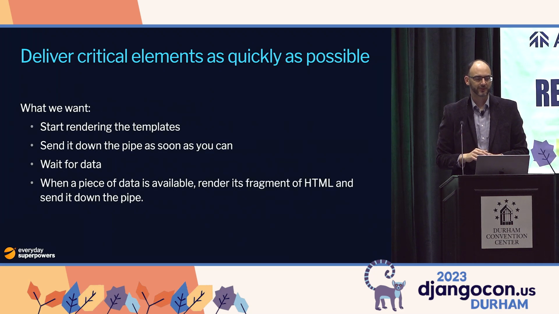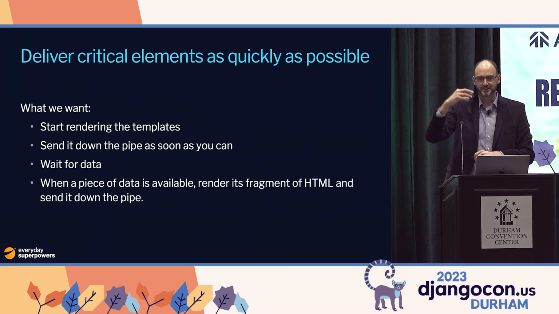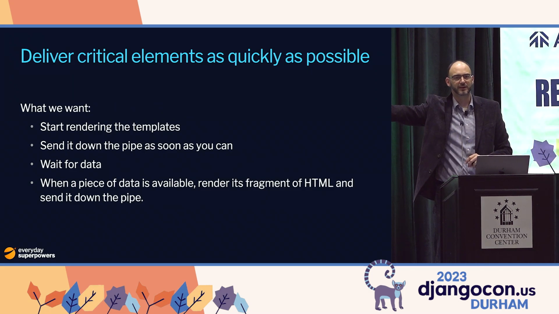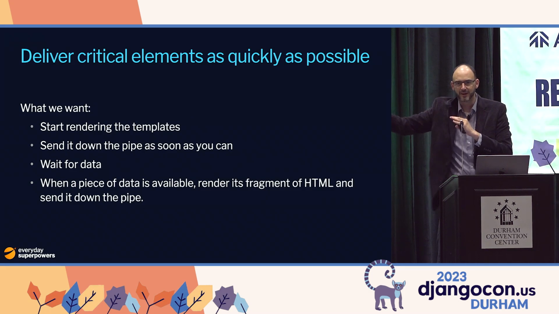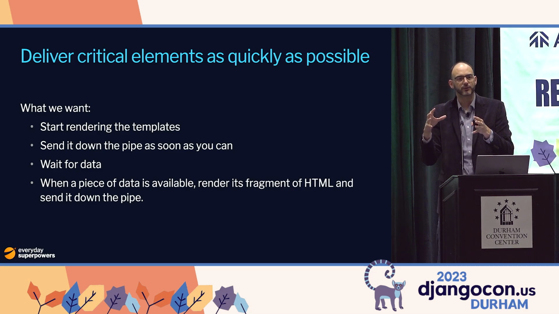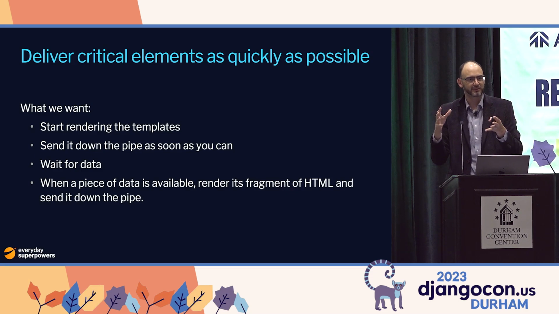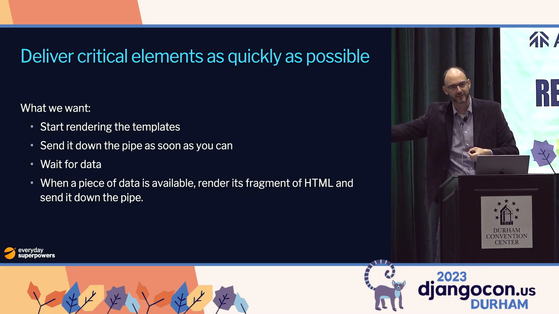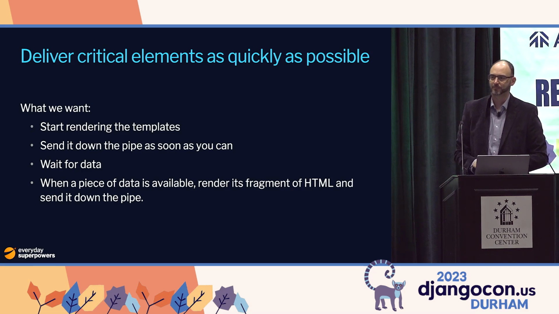What I propose is to, when the request comes in, start sending the template down as soon as you can, and just send pieces of it down. And if there's a piece of data that you don't have, wait for it, especially if it's not too long in coming down the pipe. Then render the HTML when it's there and keep sending pieces down the pipe until it's done.